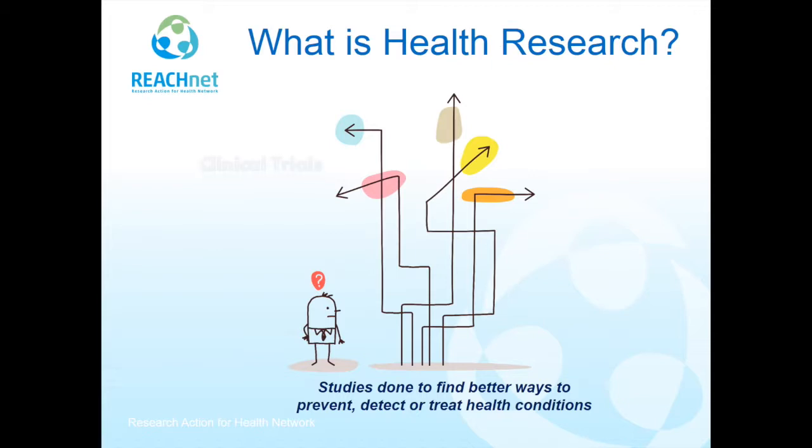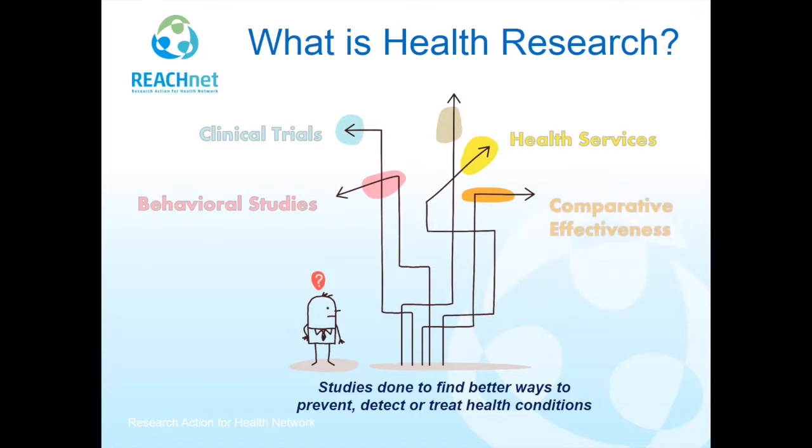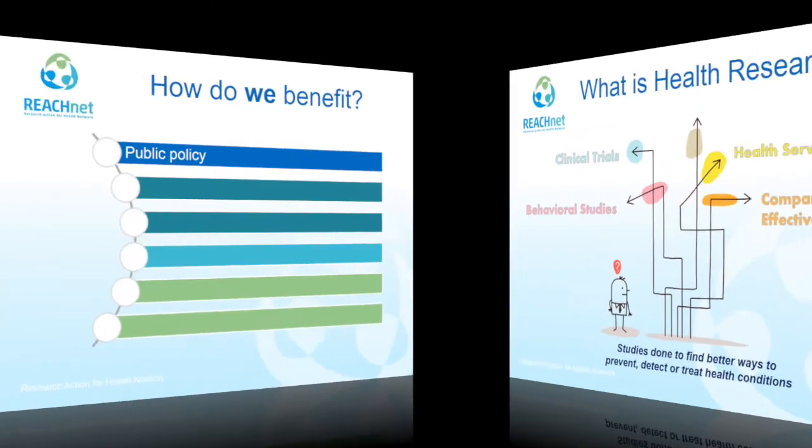In clinical trials, we assign human participants to one or more health-related interventions to evaluate the effects on health outcomes. In behavioral studies, we gain understanding on how people's behavior and choices affect their health. Health services studies explore how the delivery of care impacts health. And in comparative effectiveness research, we compare one approach to managing a disease to the results of another approach.